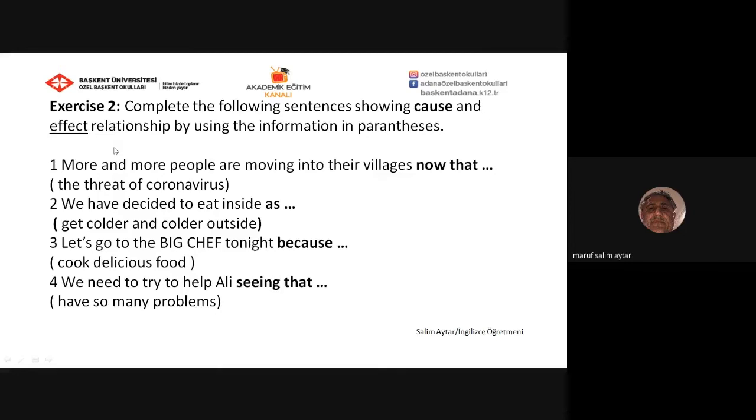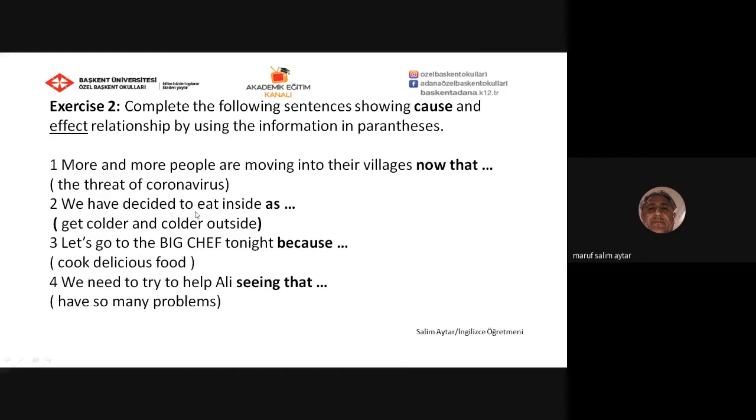There is another set of exercises for us. Can you complete the following sentences showing cause and effect relationship by using the information in parentheses, please? So it says, more and more people are moving into their villages now that, so after "now that", you have to use this information in a clause, in a sentence. Now that, can you make it into a sentence, please?